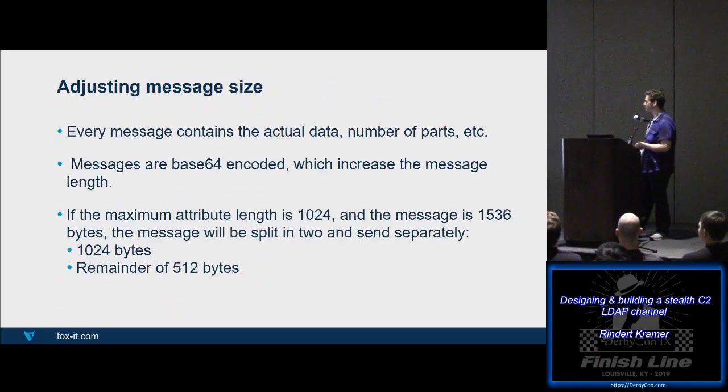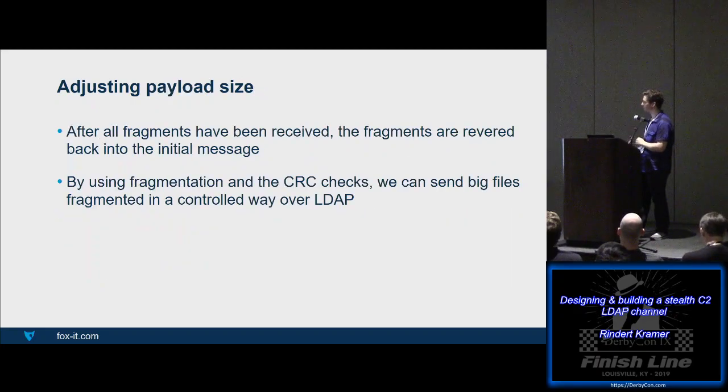So what about fragmentation? Every message that's written to the data attribute contains information such as message IDs and the number of parts it contains of the data itself. It's base64 encoded, which also adds some overhead. But let's say the attribute space has room for 1 kilobyte. To fragment a message of 1.5 kilobytes, the message is split into 2 parts and sent separately: one part is 1 kilobyte and the other is half a kilobyte, and it keeps track of them. After all fragments have been received, they are reverted back into the original state.